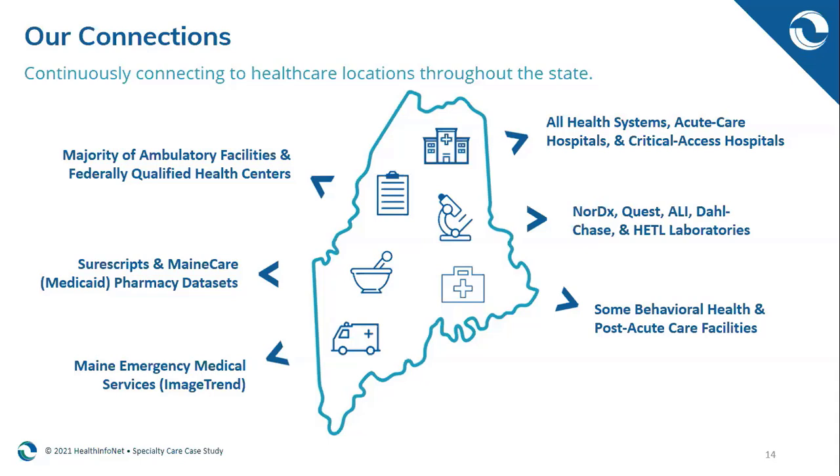We have ambulatory facilities and FQHCs, which are our federally qualified healthcare centers. SureScripts, where we get our medication data for you, as well as MaineCare and Medicaid pharmacy data sets. And also, fairly new is our Maine Emergency Medical Services that helps you to be able to see your patient information, perhaps if they had an ambulance run.